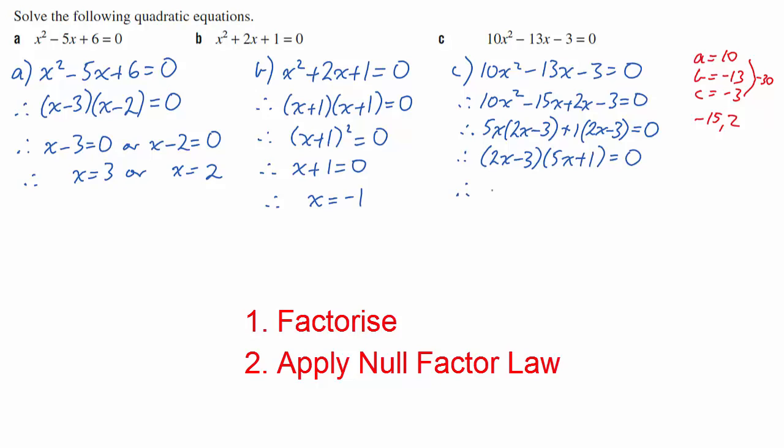Therefore, according to the null factor law, either 2x minus 3 equals 0 or 5x plus 1 equals 0. So if 2x minus 3 equals 0, just adding 3 to both sides, we get 2x equals 3, and dividing both sides by 2, x equals 3 on 2. For 5x plus 1 equals 0, let's take 1 away from both sides. And now let's divide both sides by 5. So we're going to get our final solution of x equals 3 on 2, or x equals negative 1/5.